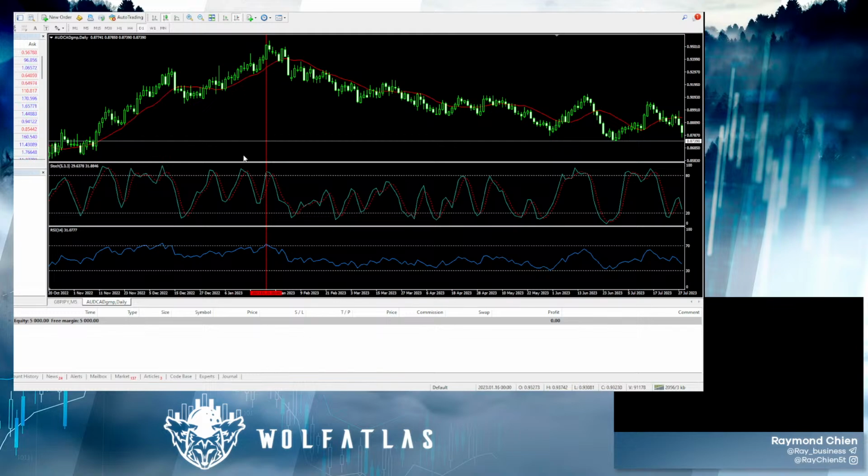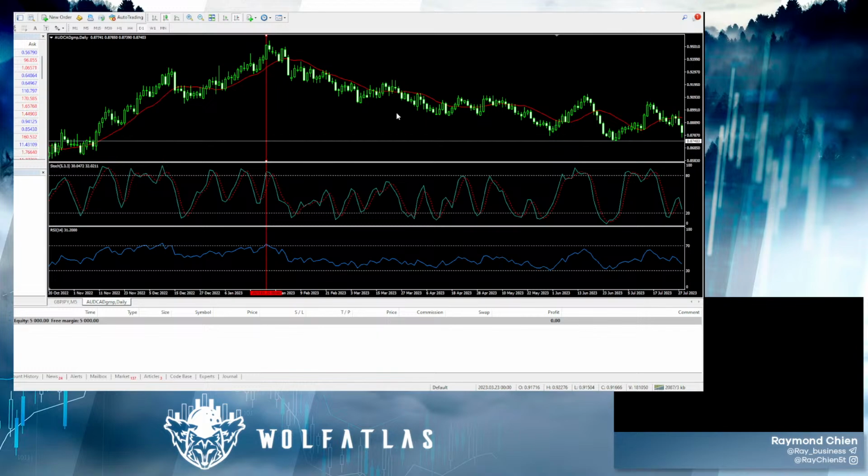Right over here, you can see on my screen right now the stochastics and the RSI. Stochastics is already in the overbought zone, and RSI is in the overbought zone as well. This is the best place for you to enter a potential sell order. Based on history, look, the market did go down.